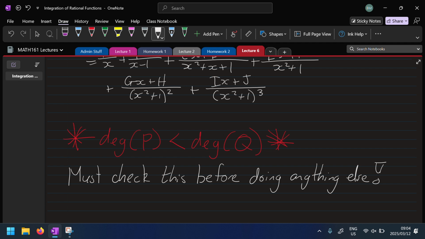Okay, if you do not check this and you try to do this process, you're going to get rubbish. It's not going to work out. So whatever the degrees of P and Q are, you must check this first. If this is satisfied, you can continue like we did in these examples. If this is not true, then we need to do polynomial long division.